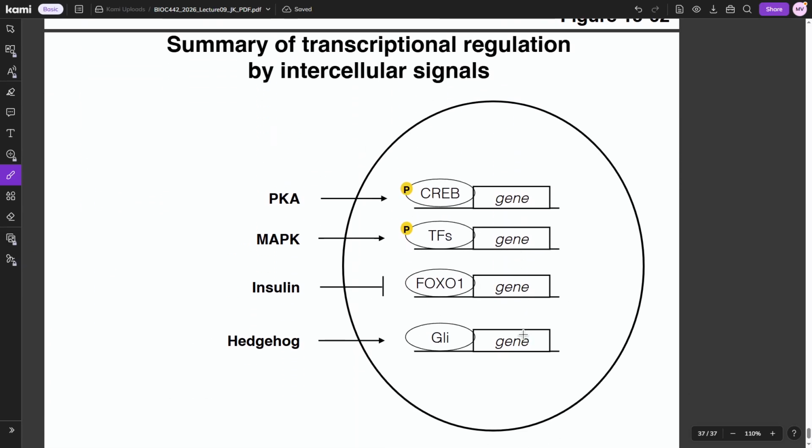This right here is the last slide, just a summary of transcription regulation. Already talked about this. You've got PKA, Krebs, all this stuff. Won't talk about this, but yeah.